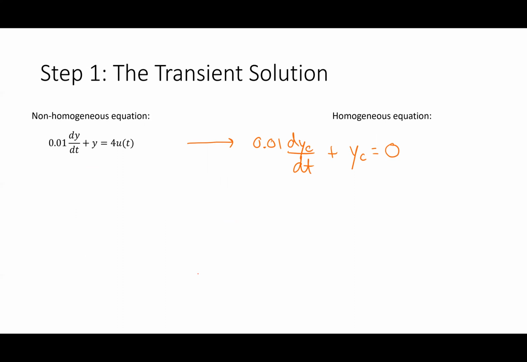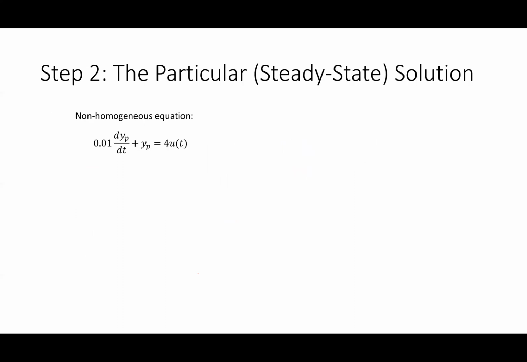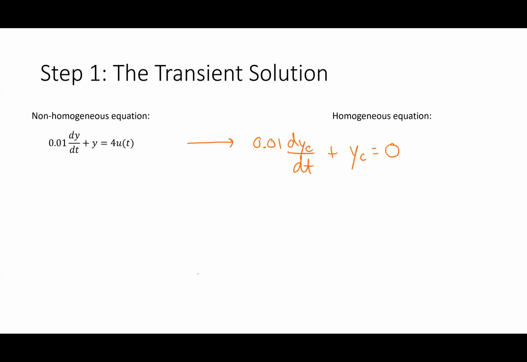So basically, to go to the transient solution, we did this the other day. What I've got to do is get from the non-homogeneous equation to the homogeneous equation. That just means set it equal to 0. Okay. And notice I don't write y here, I write y sub c, because I'm specifically solving for y sub c. Okay. How do I start this process?